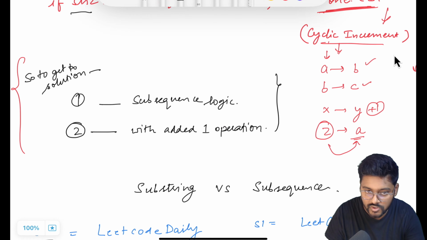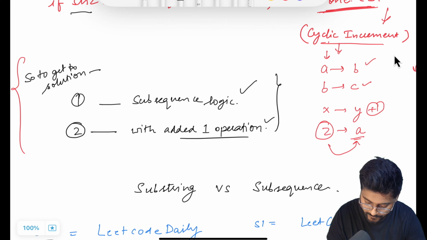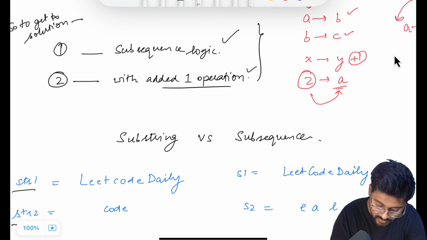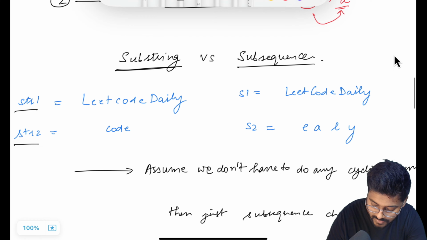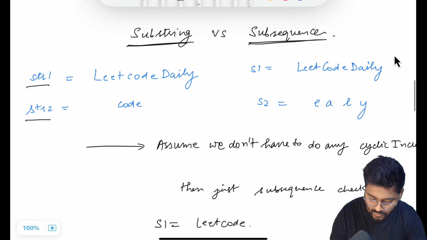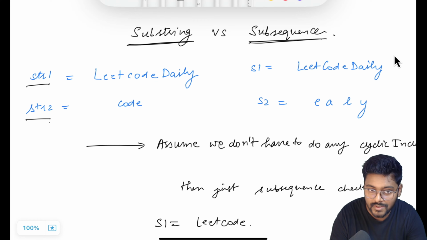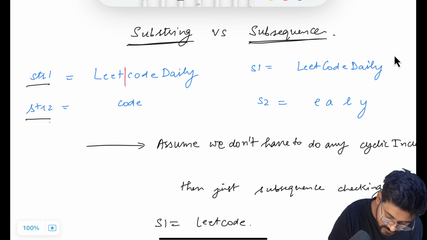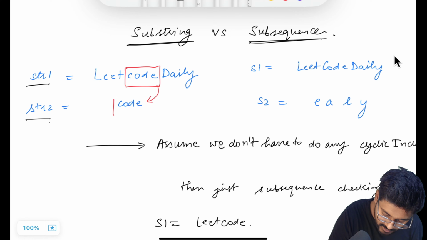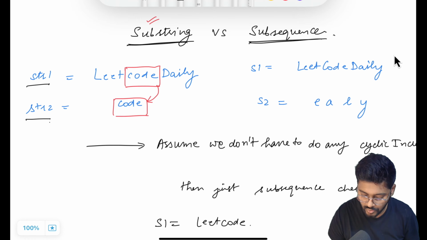Now to get to the solution, we should know the subsequence logic and how we add that operation in our program. So before moving further, let's have a quick revision of subsequence. There are two common terms, substring and subsequence. What is the difference between those? Let's say string 1 and string 2 are LeetCode daily and code. If string 2 is a part of string 1, or you can say a slice of string 1 is equal to string 2, as in this case where this slice of string 1 is equal to string 2, it means this is a substring. All the characters are contiguous together.